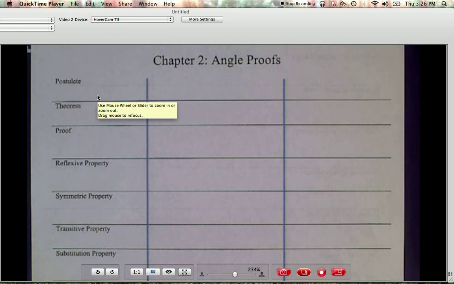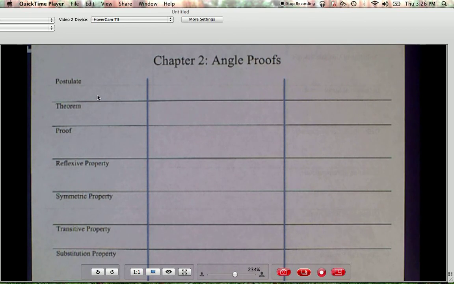Chapter 2 is the beginning of geometric proofs, and as we move into geometric proofs, there are a lot of properties and theorems and postulates that you need to know in order to complete a proof. We will begin today with just an introduction to proofs with some algebraic proofs that you may have seen last year in algebra. But before we can begin that, we need to define some of these words on our Cornell Notes sheet. Postulate is the first word.